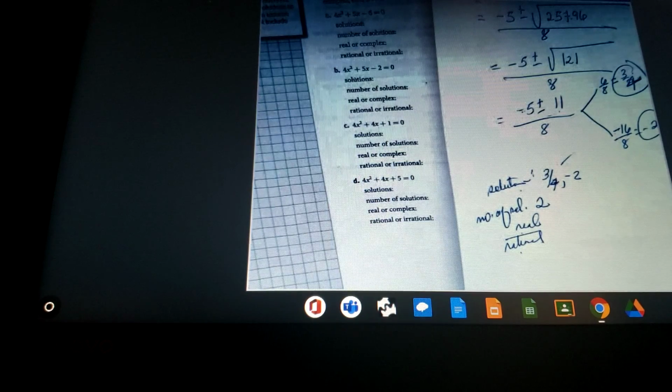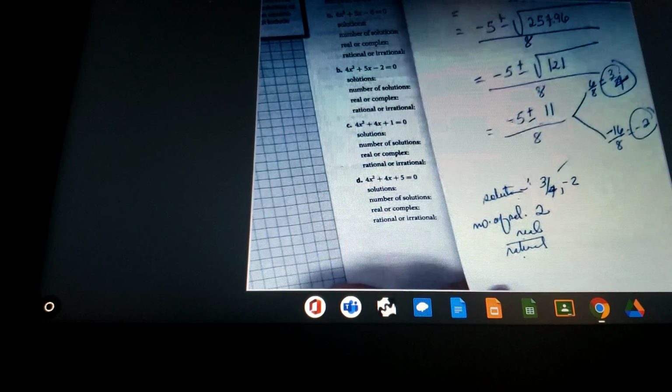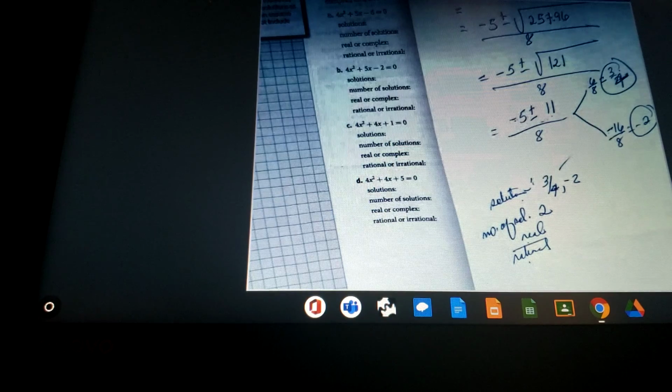I want you to answer letter B. Try to solve letter B. Solve for the solutions, x. Number of solutions, how many solutions do we have, or our number of x? Real or complex? Rational or irrational?